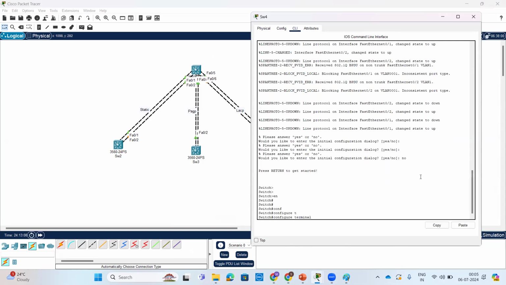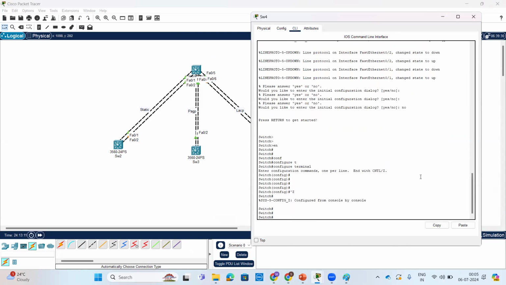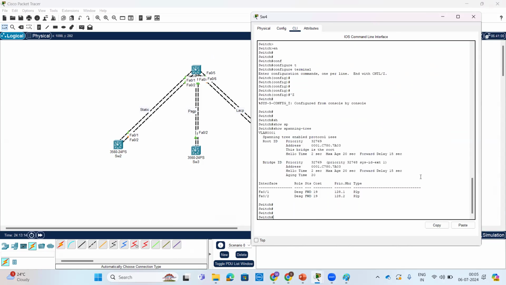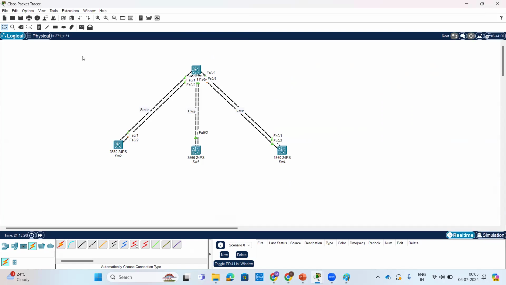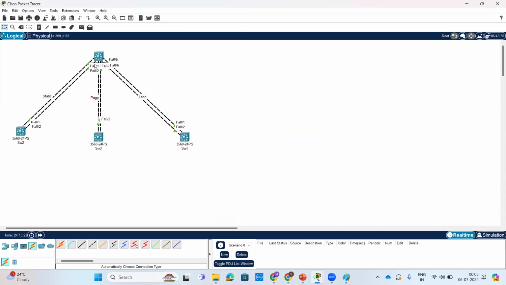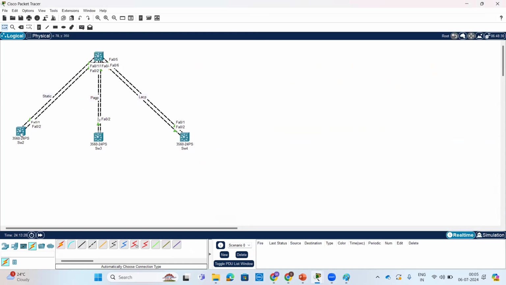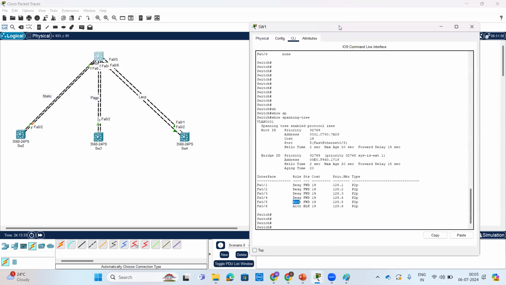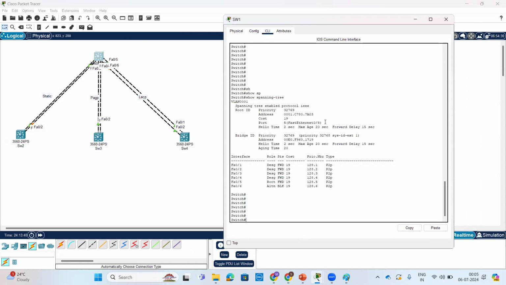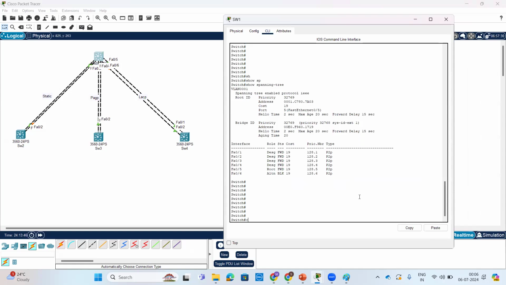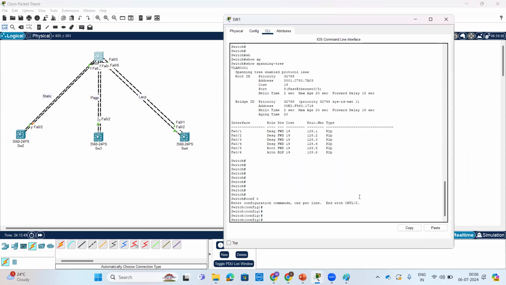Config terminal, sorry, show spanning tree. This is the root bridge. This bridge is a root. So I have to make this switch the root bridge, because all these are access layer switches, and this is the distribution layer switch. So anyone tell me, how can I make this bridge the root?